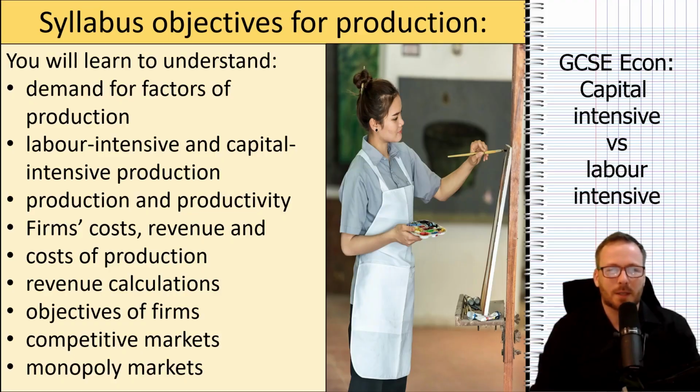So here's a syllabus list of what we're going to go through. We're going to look at demand for factors of production, the difference between labour and capital intensive production, the difference between production and productivity, which is a massive problem that students have in the exam. I hope we can alleviate that today. I think we'll stop there today and do those ones later.